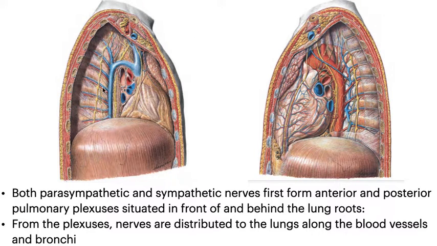Both the parasympathetic and the sympathetic nerves first form the anterior and posterior pulmonary plexus, situated in front and behind the roof of the lung. From the plexus, nerves are distributed to the lungs along the blood vessels.